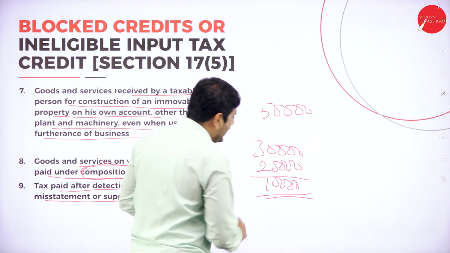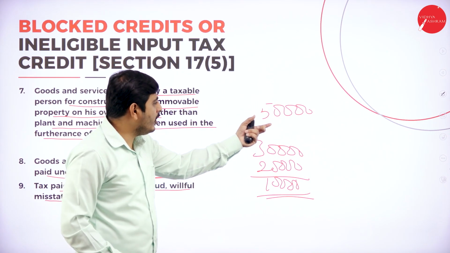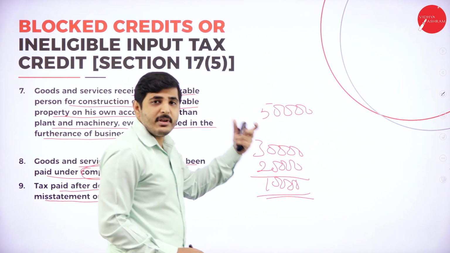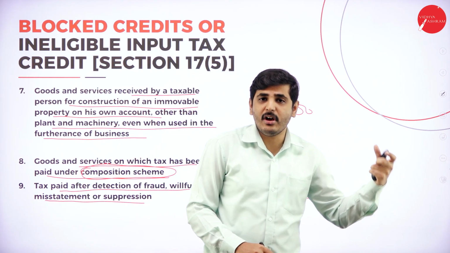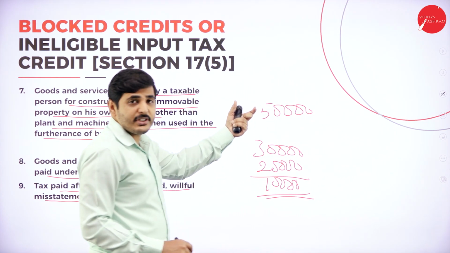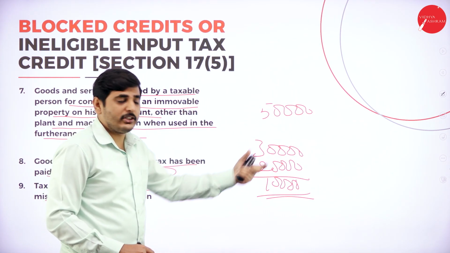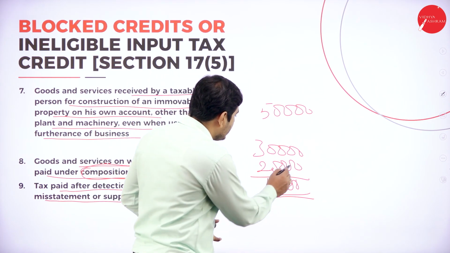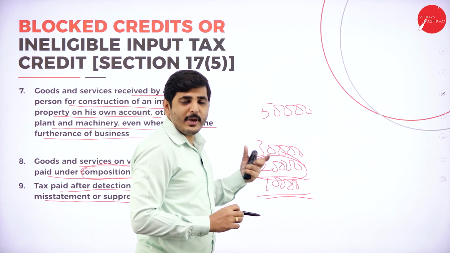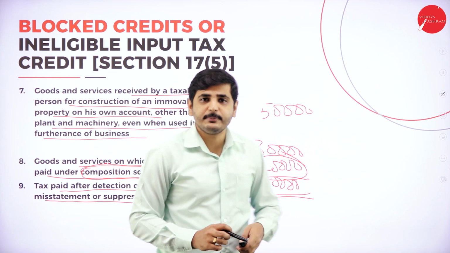Later the tax authority gets to know that I have misrepresented or manipulated the information actually provided to the tax authority. In this case also input tax credit cannot be available. I have to pay the full 50,000 rupees tax.